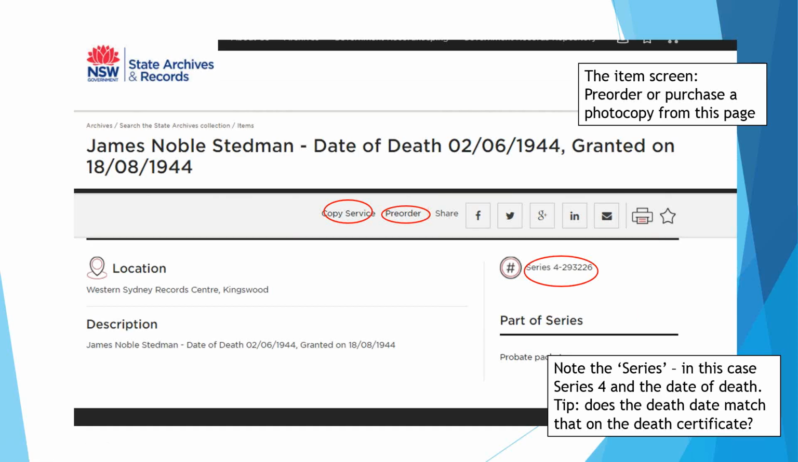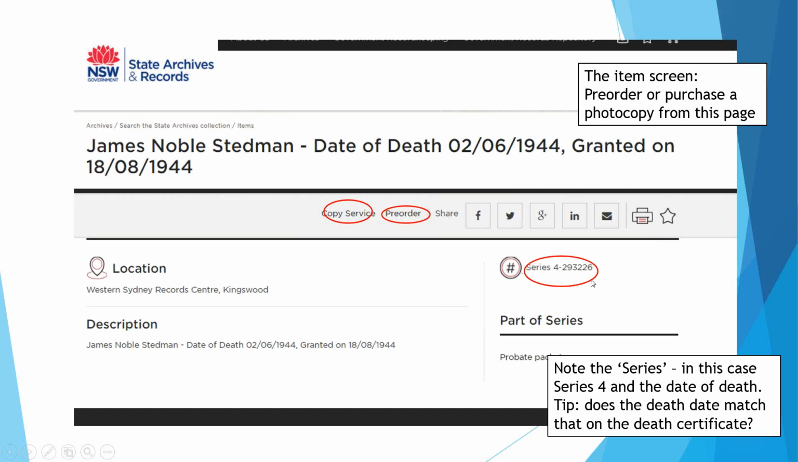So from this screen here, I can click on copy service and order a photocopy of that record for a fee to be posted to me, 20 working days from date of receipt of payment and order. I can pre-order, so I can get the records brought up to the reading room on a specified date. Then I can go into the reading room and view them.